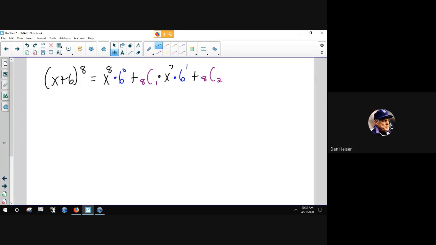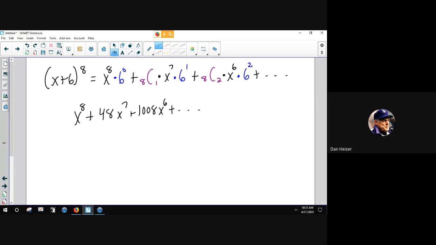8C2. X gets 1 less. 6 gets 1 more. And that keeps going. So we start with x to the 8th times 6 to the 0. That's just x to the 8th. 8C1 is 8 times 6, which is 48. 8C2 is 28. But now we have to multiply that by 36. And now we're up to 1008 x to the 6th, and we can keep going.